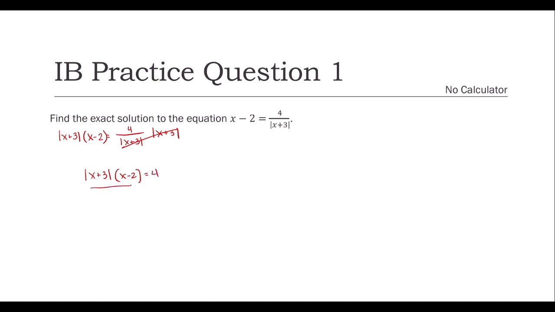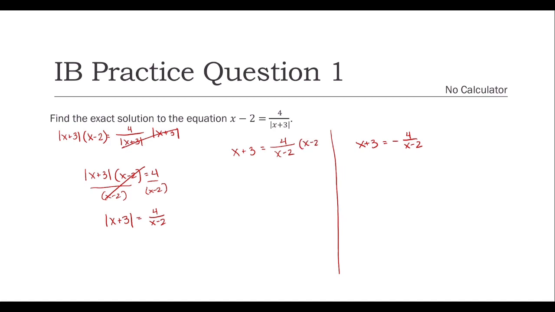Then we'll divide both sides by x minus 2. So we get the absolute value of x plus 3 equals 4 over x minus 2. Since we have the absolute value, our x plus 3 can equal positive 4 over x minus 2, or our x plus 3 can equal negative 4 over x minus 2. So we'll work on our first half first. So we'll multiply both by x minus 2.